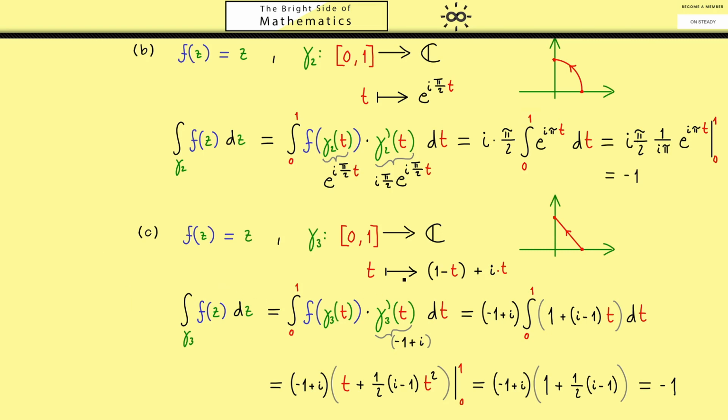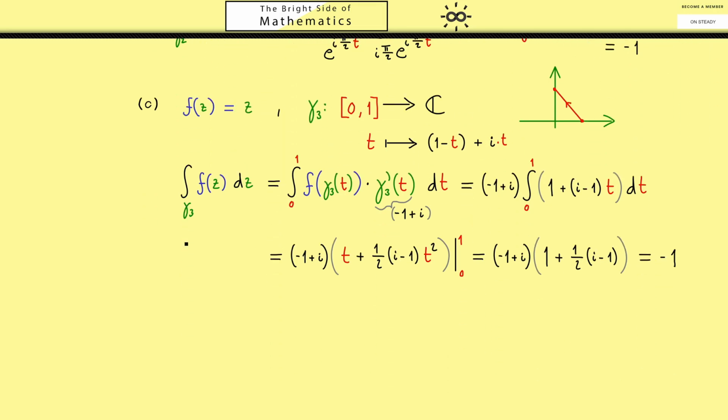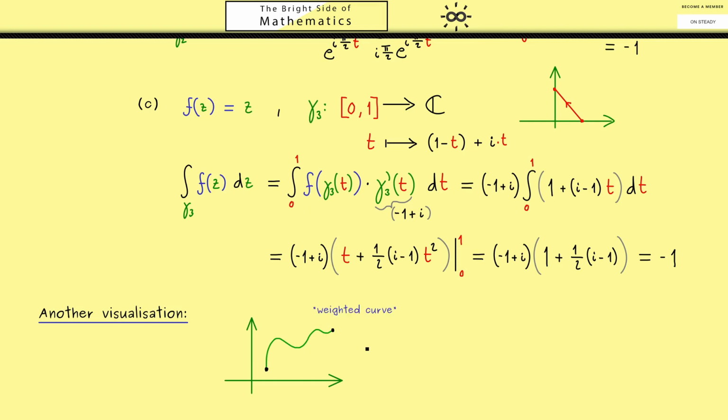However, now as an appendix for this video, I want to give you another visualization for the complex contour integral. Indeed, some people describe this as a weighted curve. Moreover, there you also see that the derivative of the curve is important for the definition. Therefore, again, this here will be our curve gamma in the complex plane. And now we know at each point on the curve we put on a weight given by the value of the function at the point. And then the question is, is it possible to approximate this in a reasonable way?